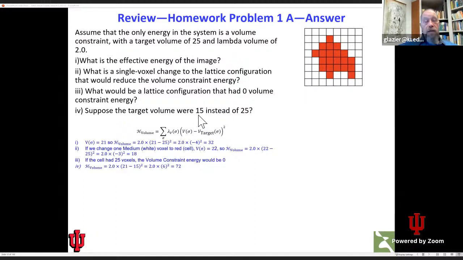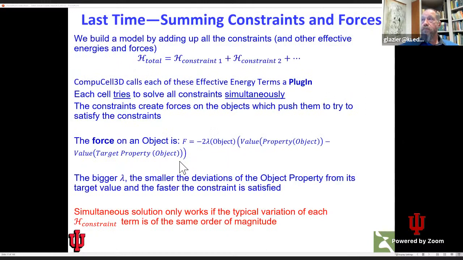If I made the target volume 15 instead of 25, then for this initial configuration, 21 minus 15 is 6. The energy would be 2 times 6 squared, 72. So it'd be higher. And if I wanted to get the energy to 0, I would have to go down to 15 pixels. So if I have only one energy term, it's pretty simple to identify what's going on. I can look at it and calculate it.